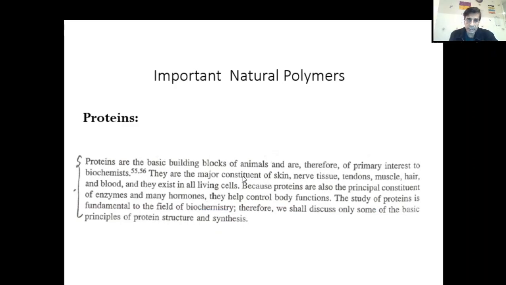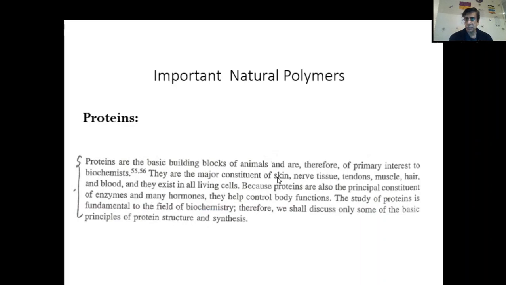Okay, so the proteins are the basic building block of animals and are therefore the primary interest to biochemists, not for polymer chemists. So you have to just study a little bit about it, because one of the synthetic processes is very important, which was developed by the polymer chemists, but nowadays it's used by biochemists. That's why in polymer chemistry we have to study it, otherwise there is no direct relation I can see here. Okay, yes, from the synthetic point of view it is still important.